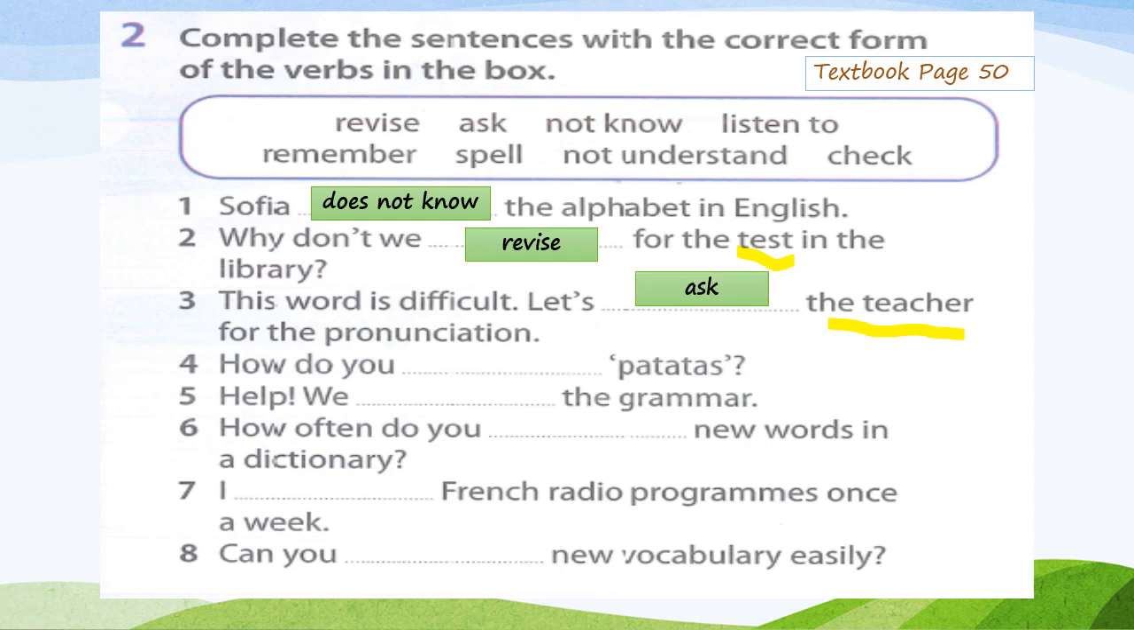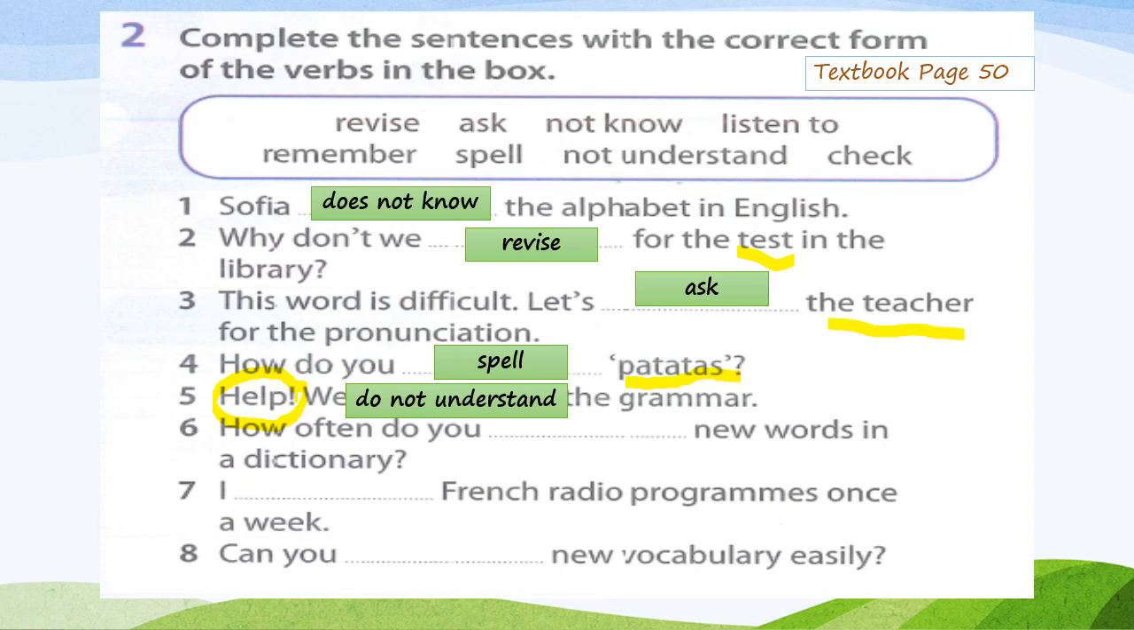Number 4. How do you spell patatas? I don't know what's that. Patatas. How do you spell? Okay, P-A-T-A-T-A-S, patatas. Number 5. Help! We do not understand the grammar. Now you see the word here, help, shows you this person maybe doesn't understand. So the answer is not understand. But we can't say we not understand the grammar. Okay, we have to say we do not understand the grammar.